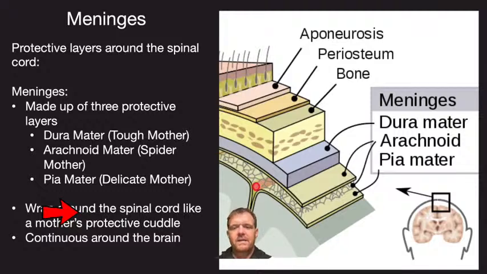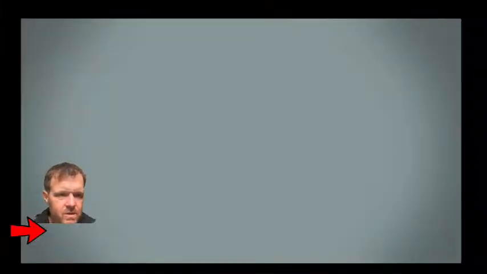Okay, so we've got these mothering layers that surround the spinal cord all the way up, surrounding the brain as well, all continuous. Okay, and it surrounds everything. So if you've not heard of that before, then that's really important for understanding meningitis. Okay, so let's have a look at that in a second.